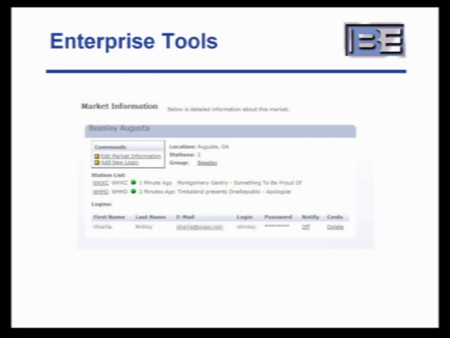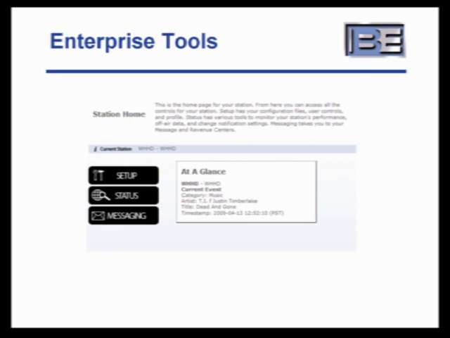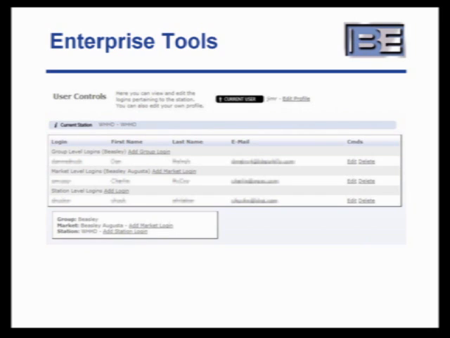Next to the group level tools, there's market level tools. So now if we drill down into the Augusta market, we can see 2 stations and we can see what's happening on those stations. And then there's the station level. So you can actually pick a station and you can see what's going on that particular station, and this is where you can go into the message center for that particular station.